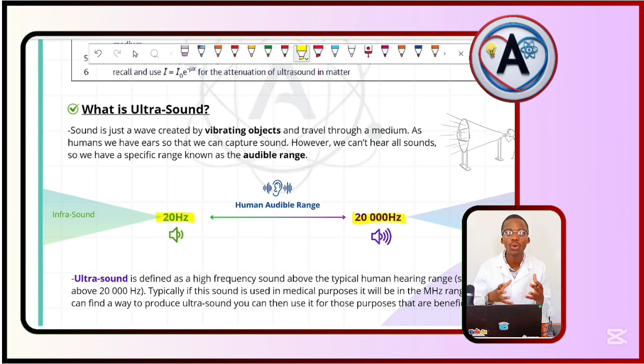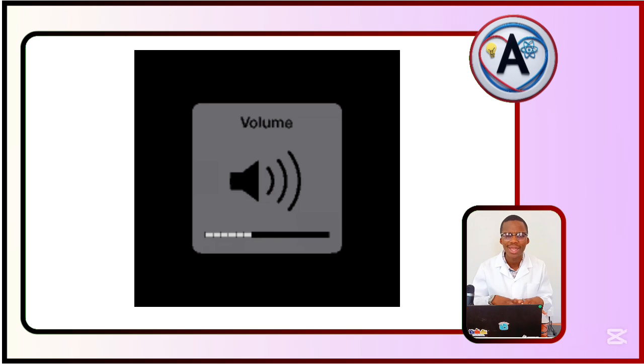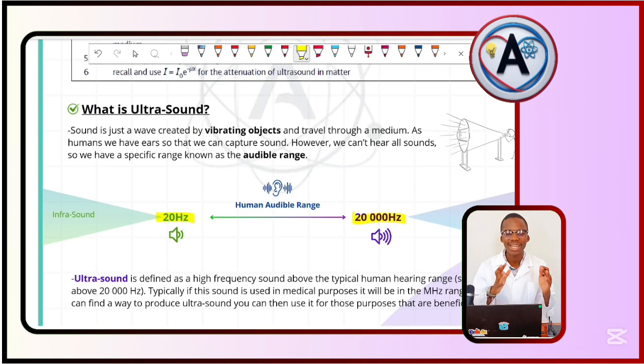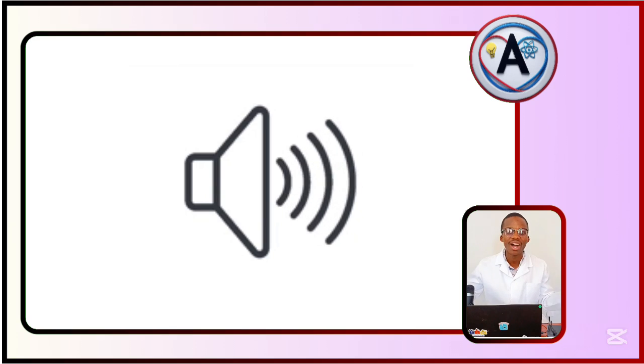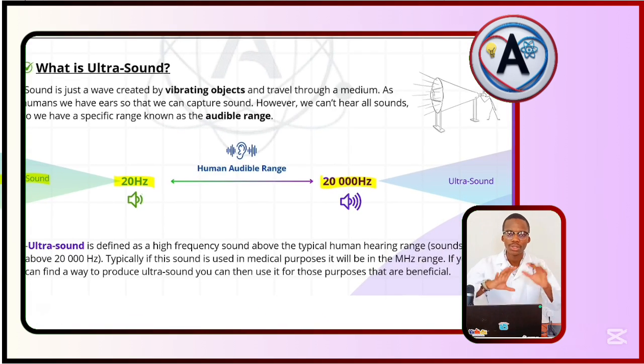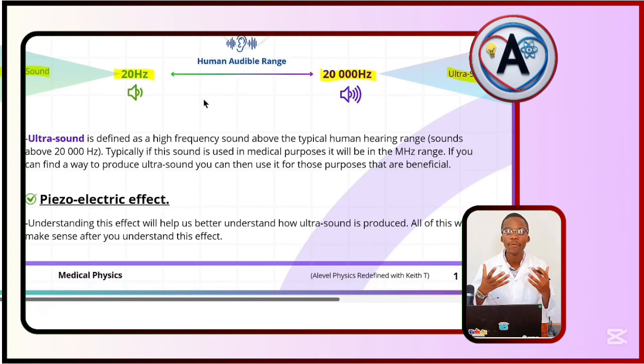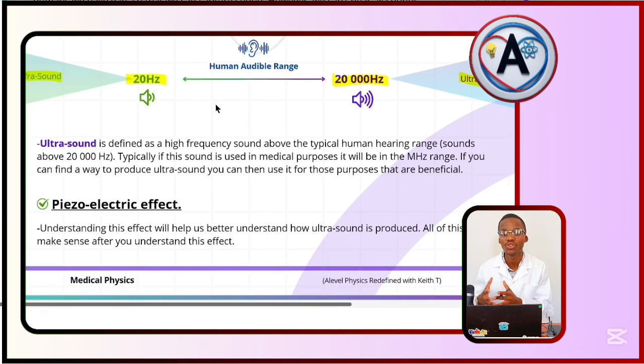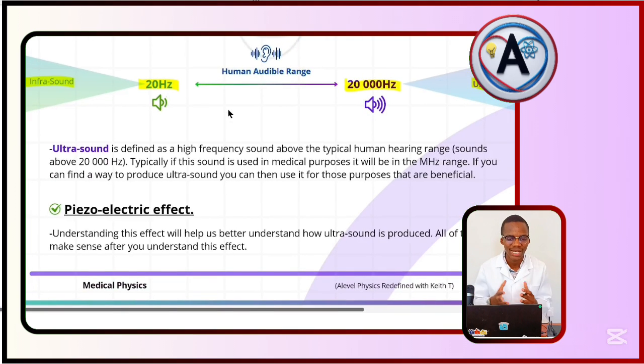Sound that is below 20 hertz, that is sound so low that you can't even hear it, is known as infrasound. And sound that is too high that you can't even hear it as well is known as ultrasound. So those are two different types of sounds that we're going to encounter in physics: infrasound, ultrasound, and normal sound that we can hear as human beings. We can therefore define ultrasound as high frequency sound above the typical human range, sounds above 20,000 hertz.